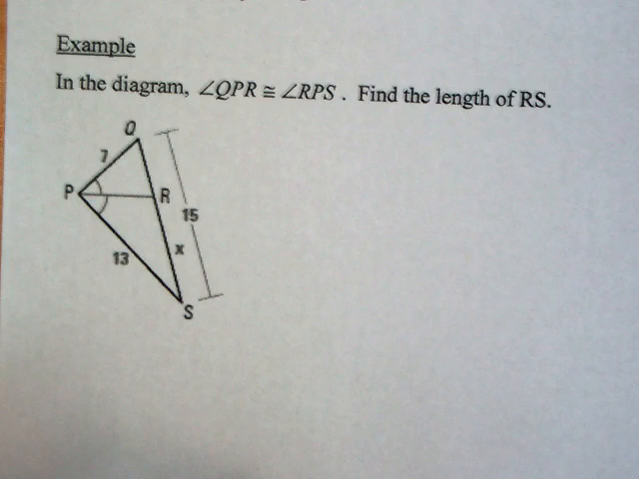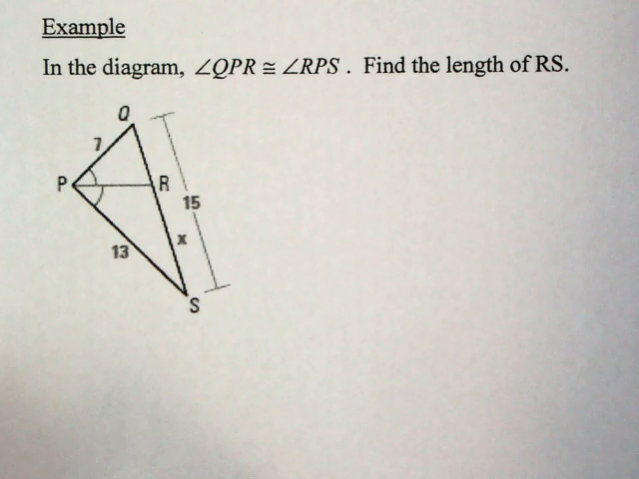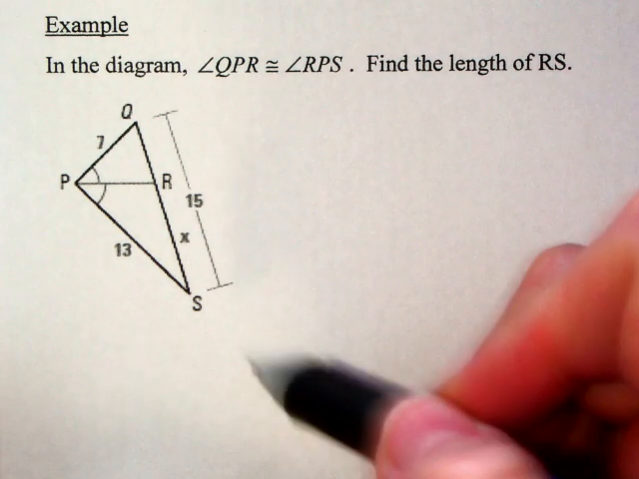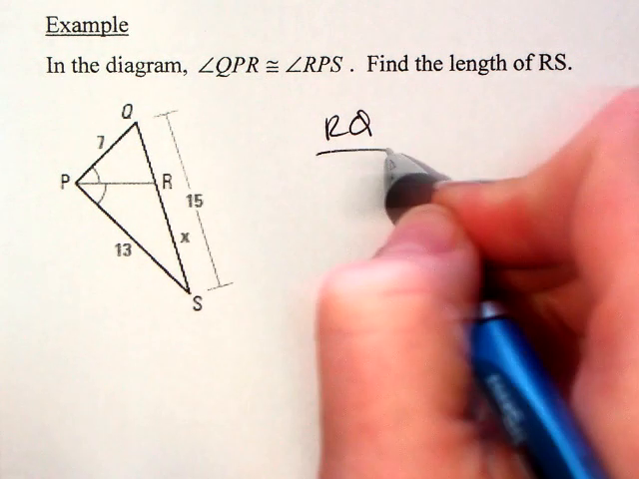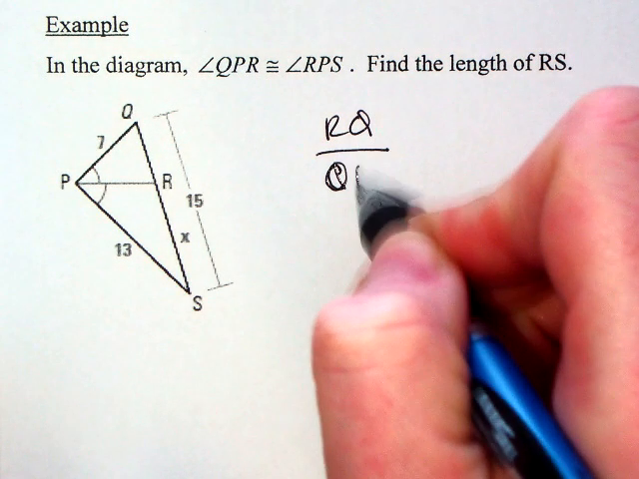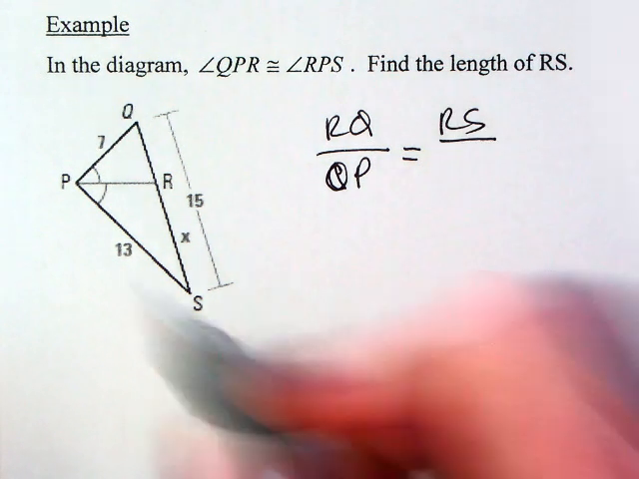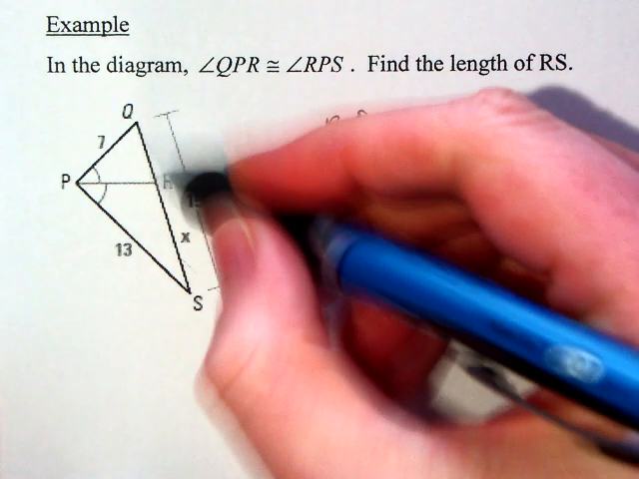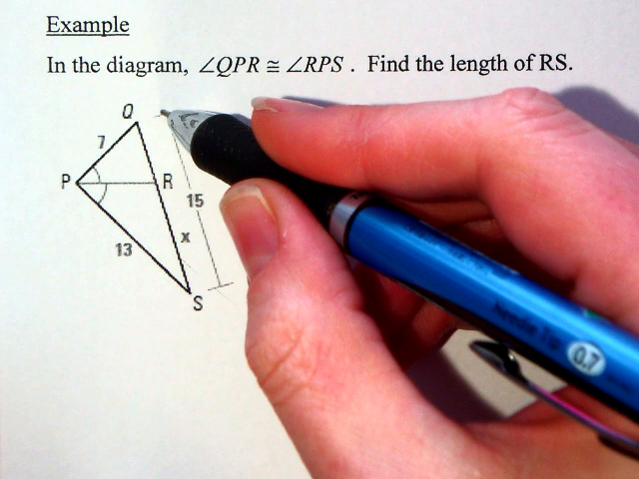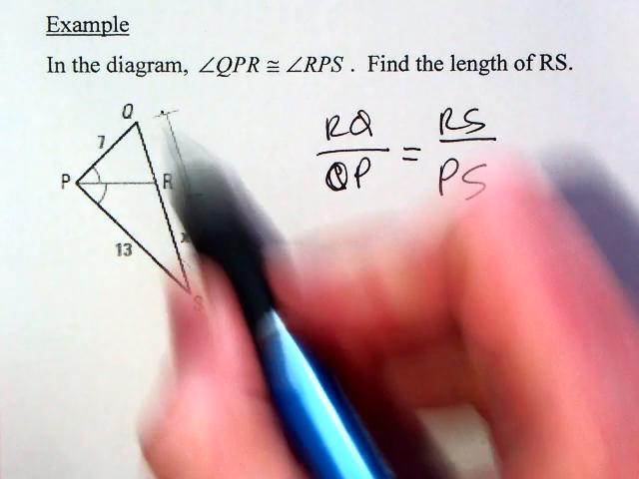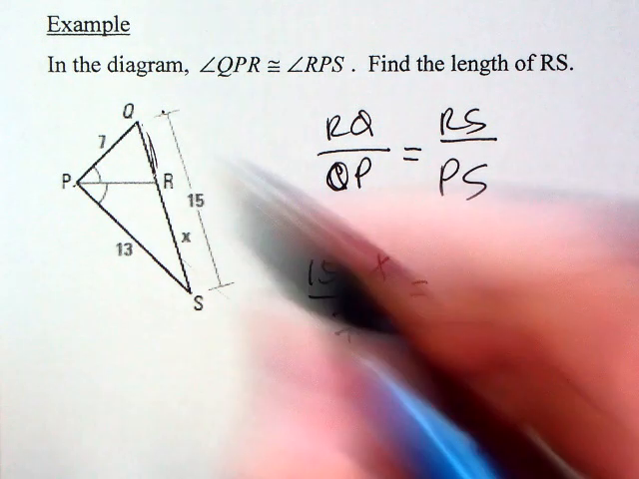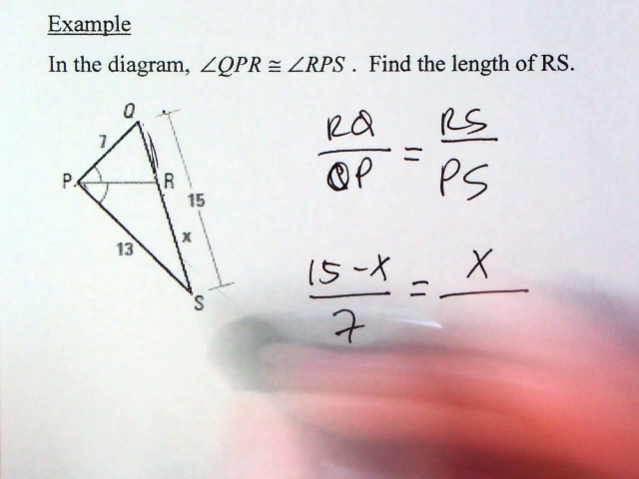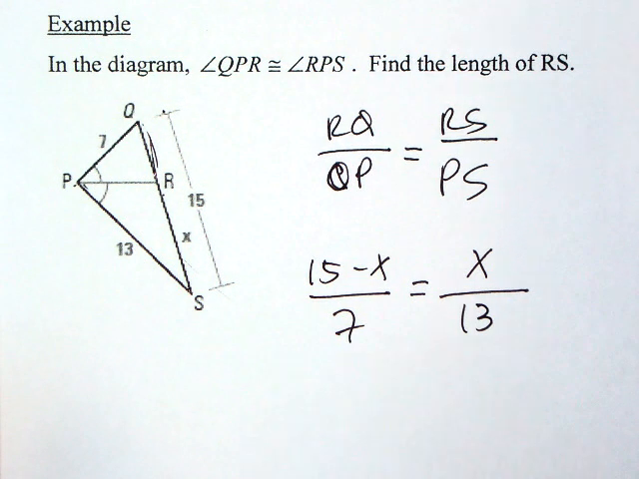So here I've got this lovely picture, and we're going to solve for X right there. So I'm going to set up my proportion, and it's going to be RQ. Here's my angle bisector, so there's my chunk, over QP. And then I'm going to have RS over PS. So RQ, I'm not sure how long that is. I know the whole thing is 15. And so 15 minus X could go right here. QP is 7. RS is X. And PS is 13.